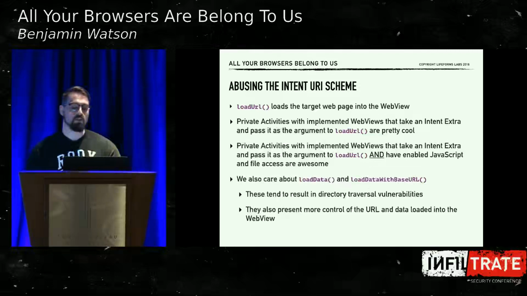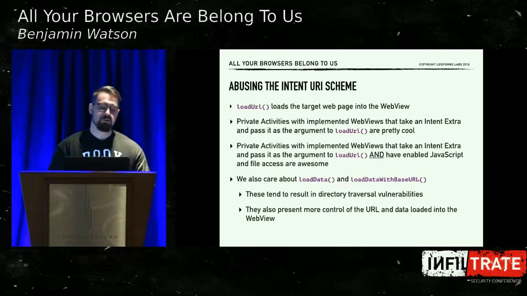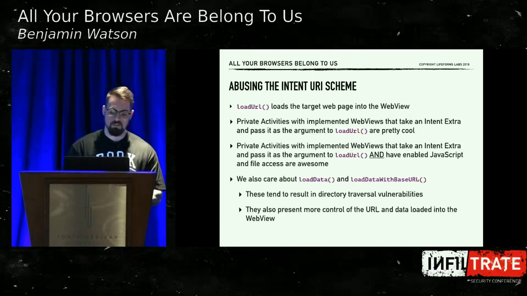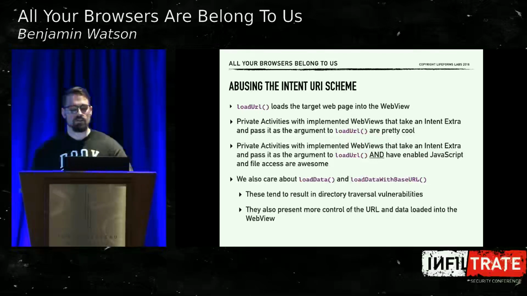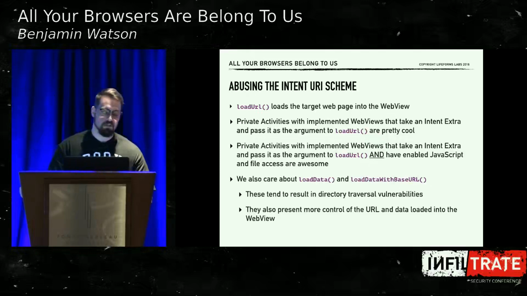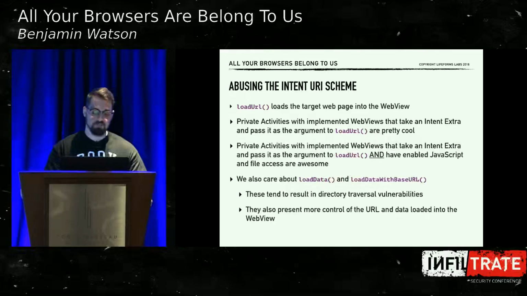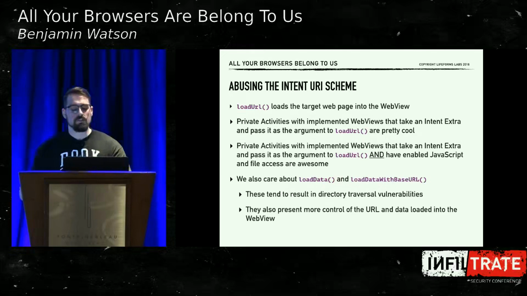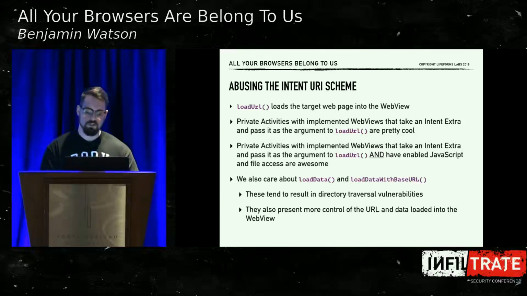They're there all the time. Look at a browser right now. For the most part, you can find a private activity that implements a web view, and you can control it in this way. So we also care about methods like load data and load data with base URL. The way that they handle paths and build them, etc., often really results in directory traversal vulnerabilities. And these two methods specifically present more control over the data type of that particular URL when it's loaded into a web view.